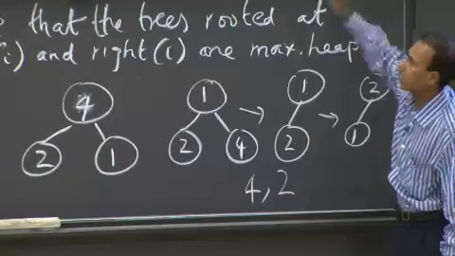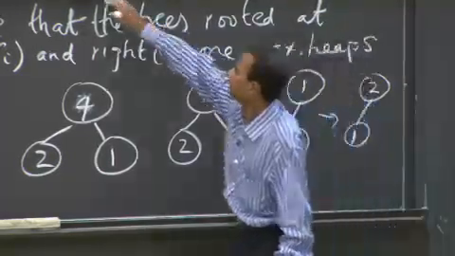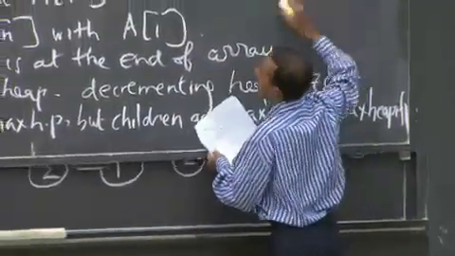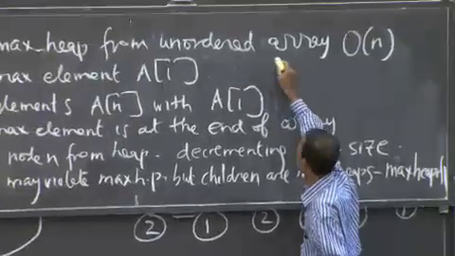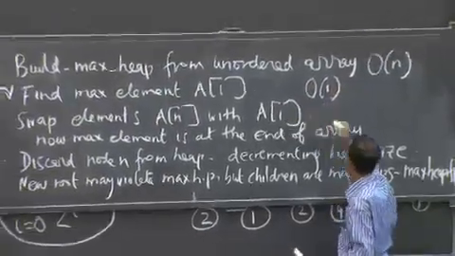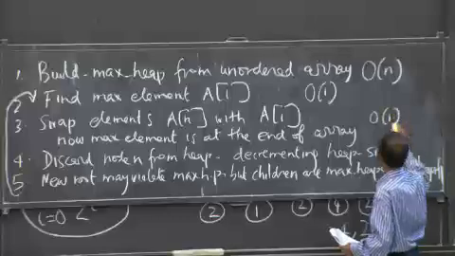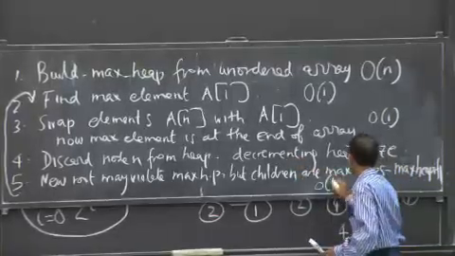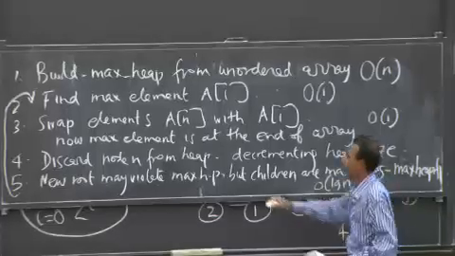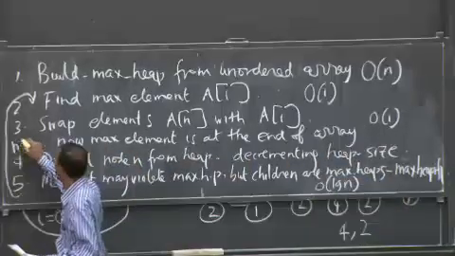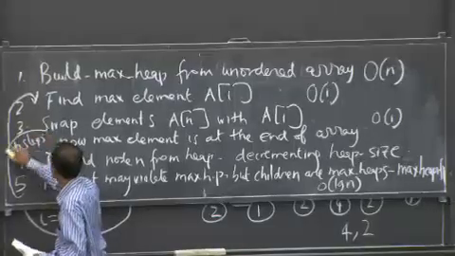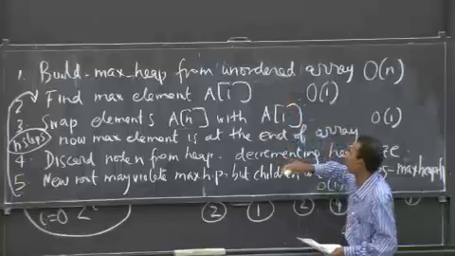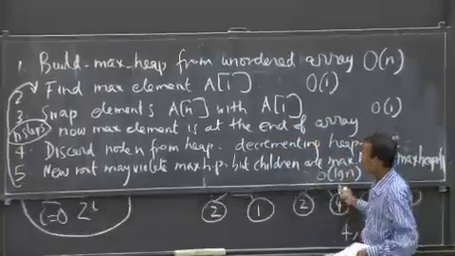So this whole thing takes order n log n time, because even though build max heap is order n, finding the max element is constant time. Swapping the elements is constant time, but running max heapify is order log n time, and you have n steps. So you have an order n log n algorithm, but the first step was order n, which is what we spent a bunch of time on.